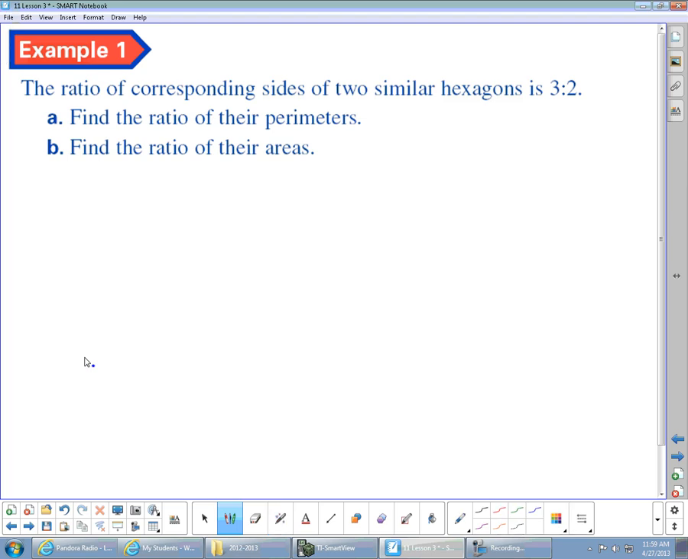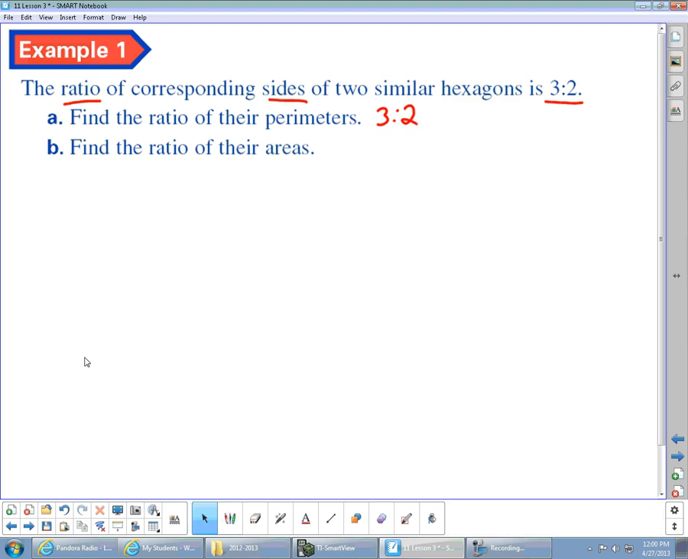So the ratio of corresponding sides of 2 similar hexagons is 3 to 2. We need to find the ratio of their perimeters. Well, according to our notes already, there's no work that we really have to do. If you look at this, you're thinking, well, how am I going to find their perimeters? You don't even have to find their perimeters. Just realize that the ratio of the corresponding sides is 3 to 2. That means that the ratio of their perimeters would also be 3 to 2.